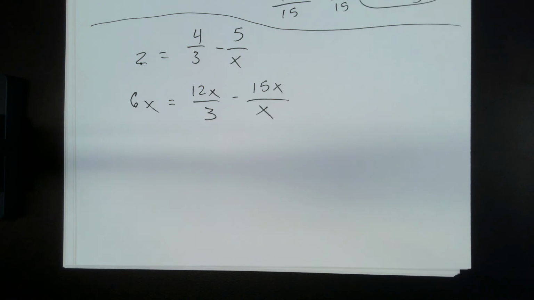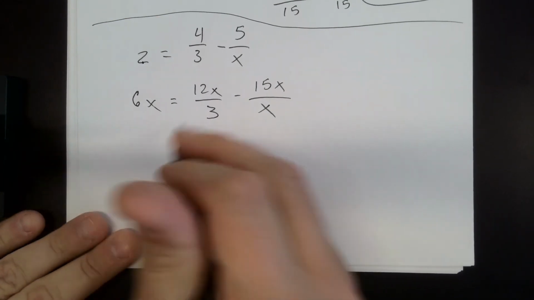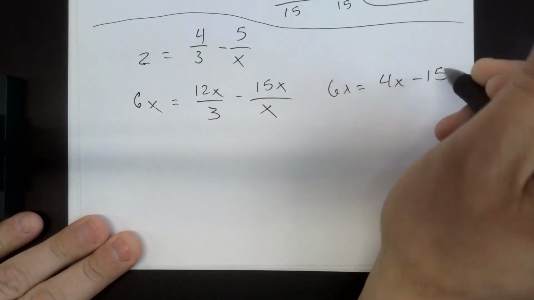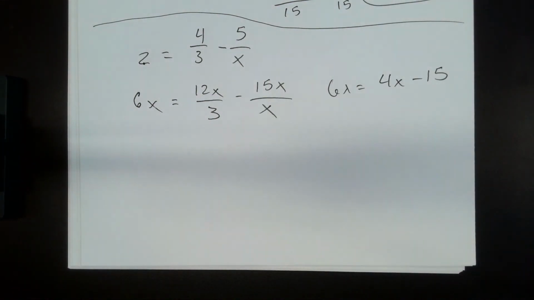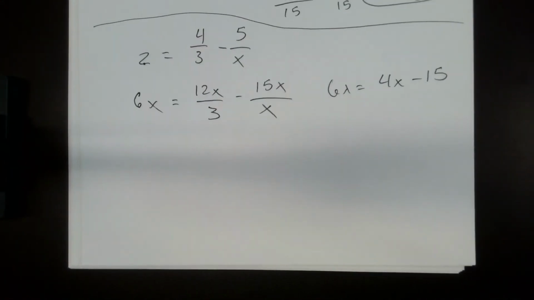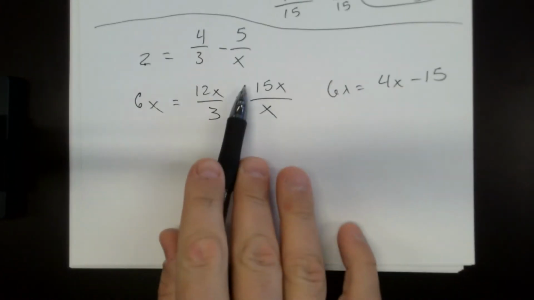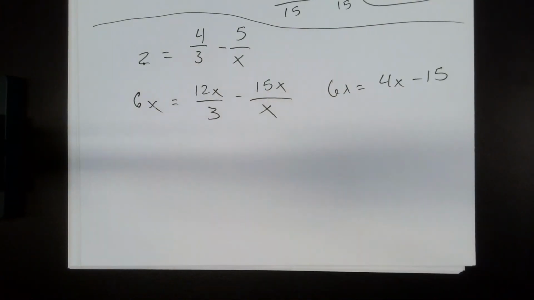Does that make sense to everyone? Whatever's in the denominator stays in the denominator. And then we simplify. So we're going to have 6x equals 4x minus 15. Okay, because 12x divided by 3 is 4x. 15x over x is just negative 15.